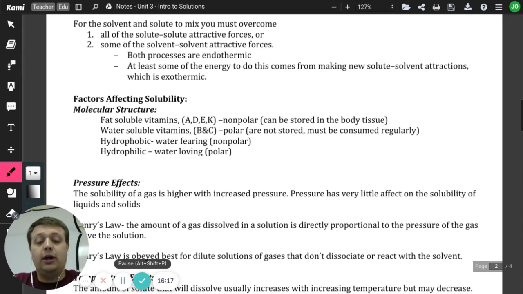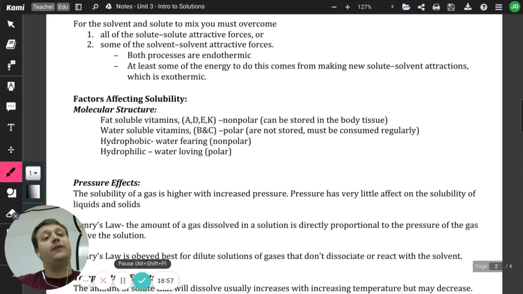I've also got water-soluble vitamins, such as vitamin B or vitamin C. Those are polar. Now, those being polar are not stored, and they have to be consumed regularly. So looking at that, you can get an idea of our nonpolar molecules. They are easily able to be stored by your body, whereas water-soluble vitamins, such as vitamin B and C, are polar, and as a result, they cannot be stored easily.